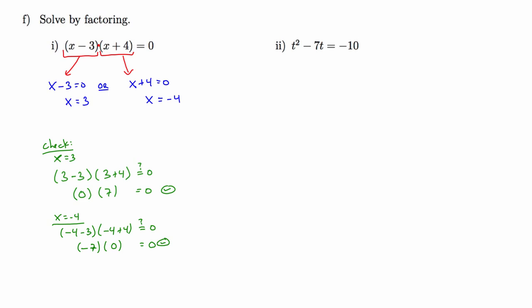As always, when we're solving an equation, we will finish with a conclusion. And so in this case, the conclusion would be the solution set is the set {3, -4}.